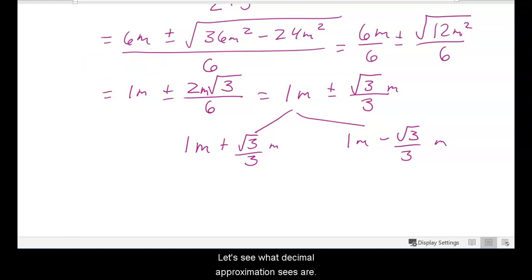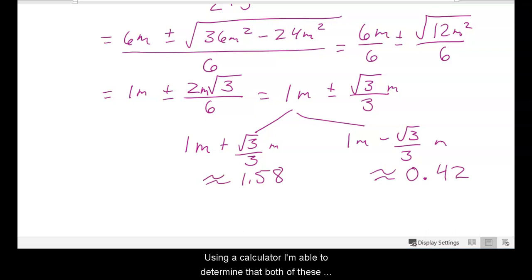Let's see what decimal approximations these are. Using a calculator, I'm able to determine that both of these are possible values for an extrema. 1.58 and 0.42 are both positive, so they meet the constraint of the equation that the height be strictly positive. Now I need to know whether I have a maximum or a minimum at these values. In order to do that, I will find the second derivative and plug in each of the values to see whether it is concave up or concave down.